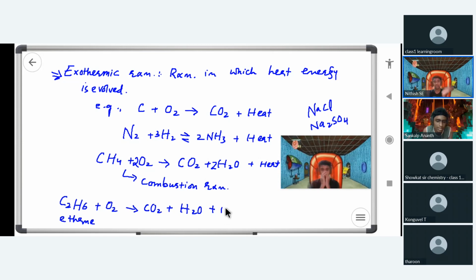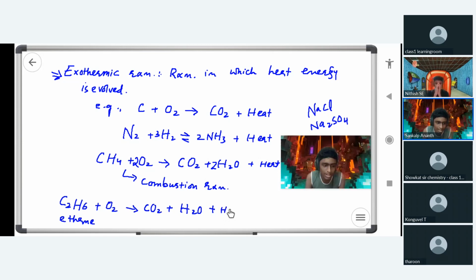Sir, isn't this the same product as CH4 plus 2O2? Yes, that is also a combustion reaction, but that was methane. Now it is ethane, another organic compound. Both give the same products when we burn them, because both are fuels and both are alkanes. In excess of oxygen, we get carbon dioxide and water, right?